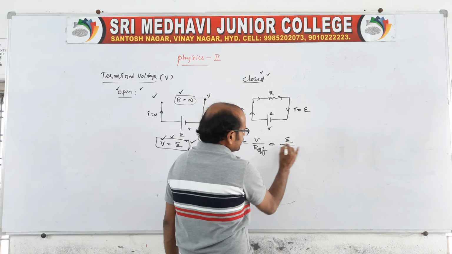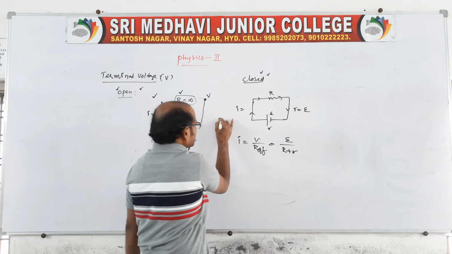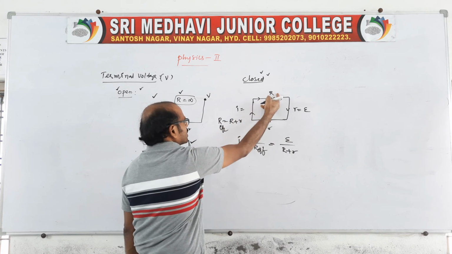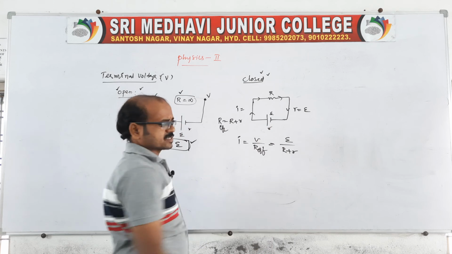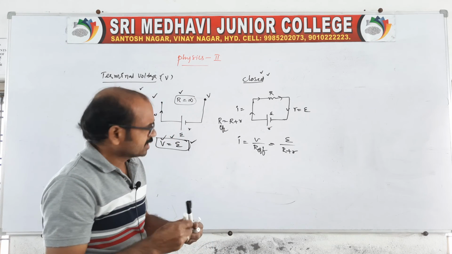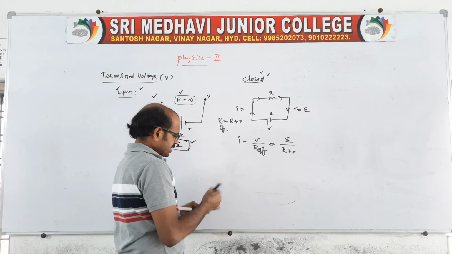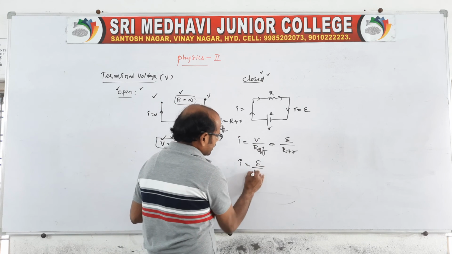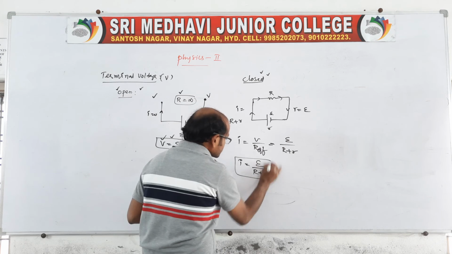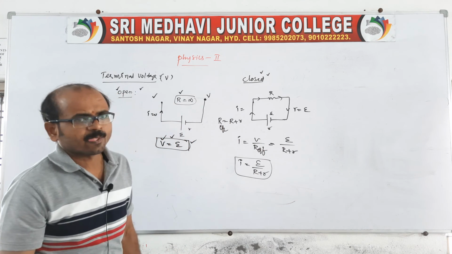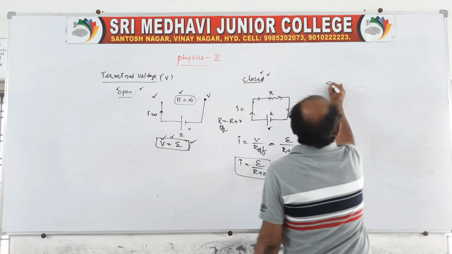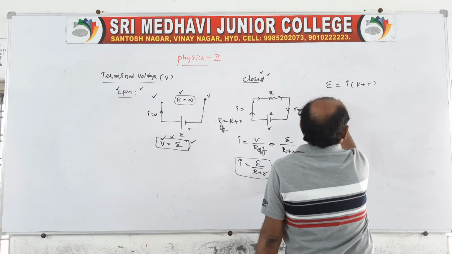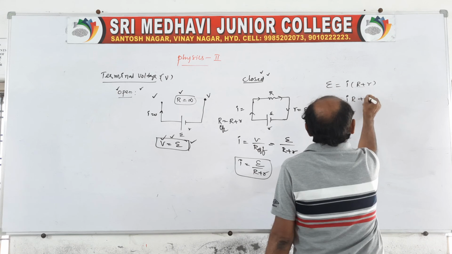So V by capital R plus small r, because the effective resistance is capital R plus small r, since the external and internal resistances are in series. So here I is equal to the EMF of the cell divided by the total resistance. So I is equal to E by (R plus r). This is the current through the cell. In this case, E is equal to I into (R plus r), so E is equal to IR plus Ir.